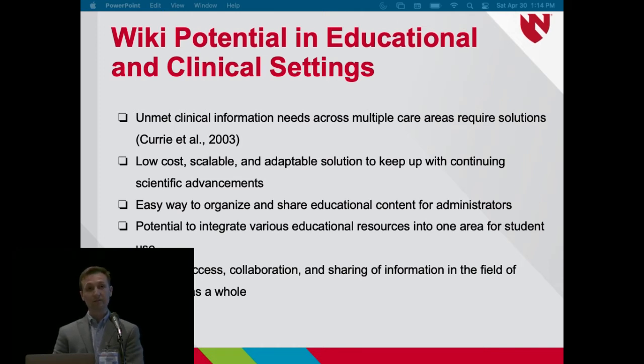Wikis are great because they're low cost, and they're scalable, so as pages continue to be added, it's really easy for the web platforms to keep up with it. They're also adaptable since they continually change. Since science is continually changing and being revised and advanced, wikis can change with that too.